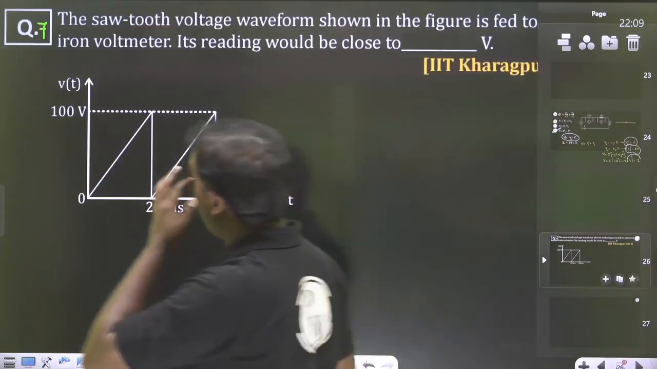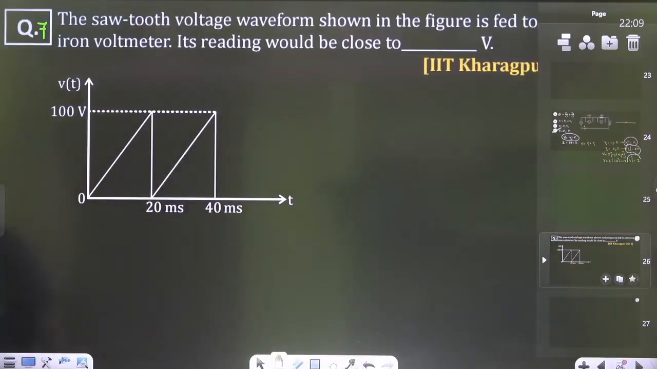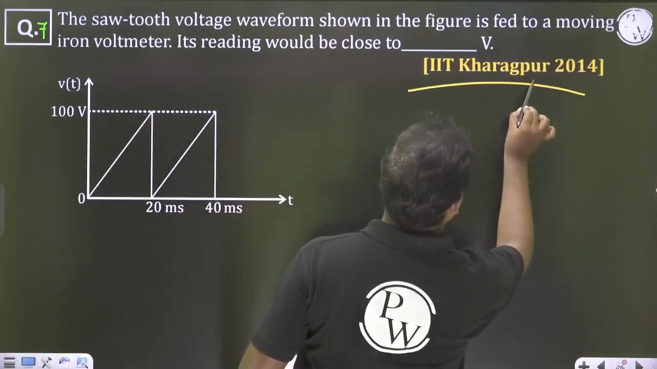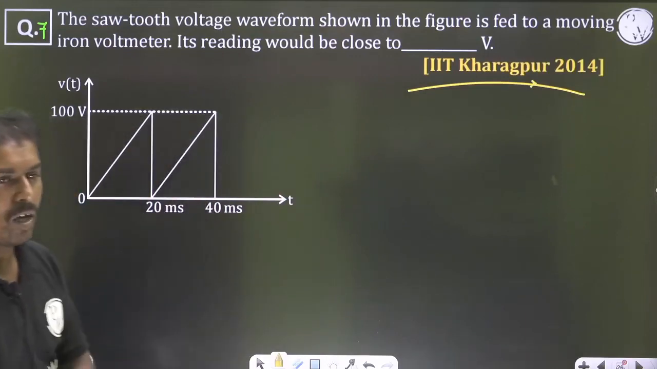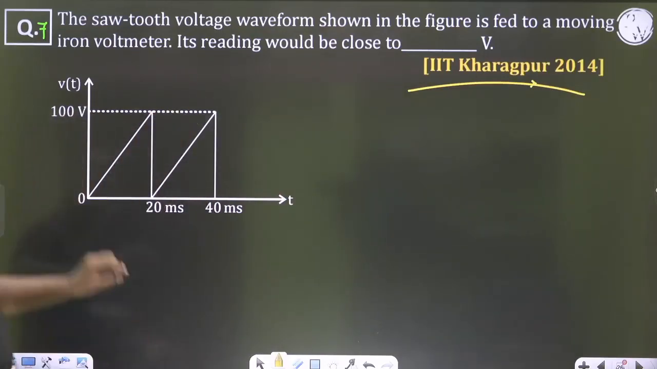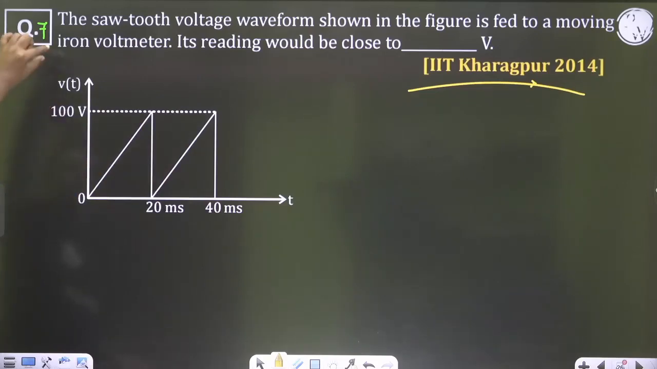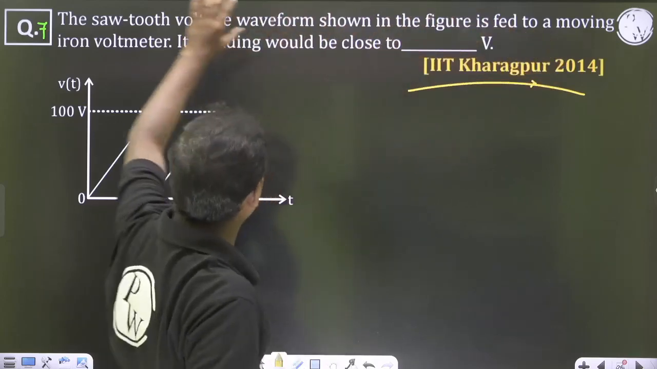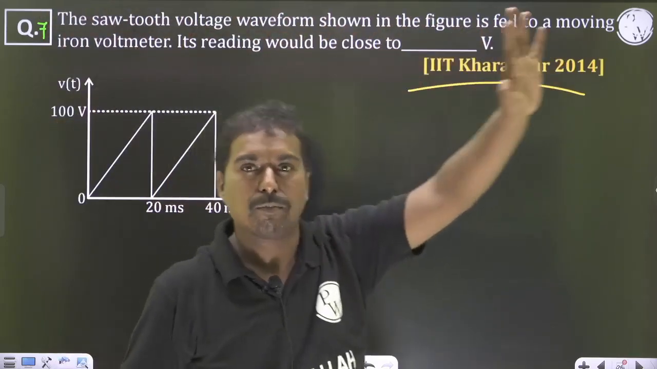This type of waveform question is very, very important. Question number 7, asked in IIT Kharagpur 2014. How to answer this question? Of course, it is a sawtooth waveform. This is a voltage of 100 volts. The sawtooth voltage waveform is shown in the figure, fed to a moving iron meter. We know that a moving iron measures the RMS value.